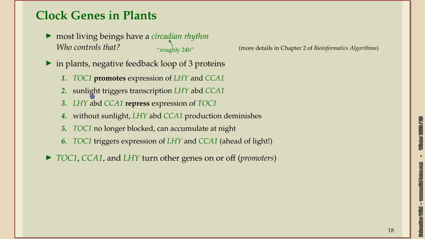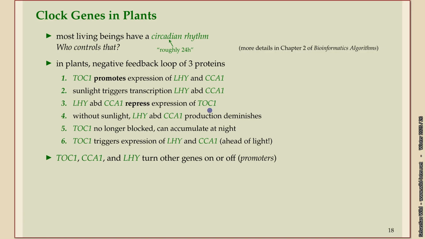Also, sunlight seems to trigger their expression. But then if these two are building up over time, and by the way, this protein synthesis, depending on how big the gene is, is not super fast. It might take minutes or hours to make some proteins. So this already adds a delay. And if these start building up, they themselves repress the expression of this other protein.